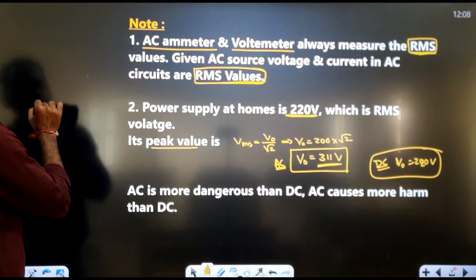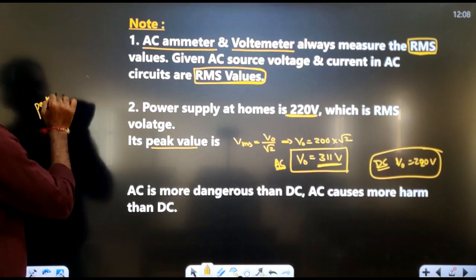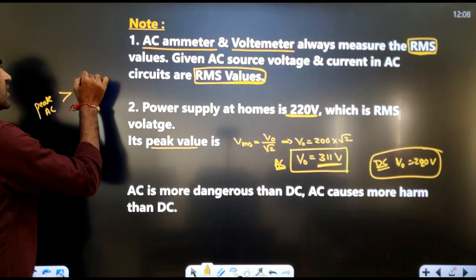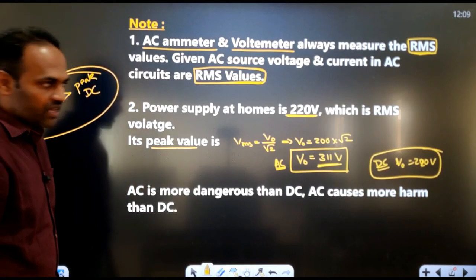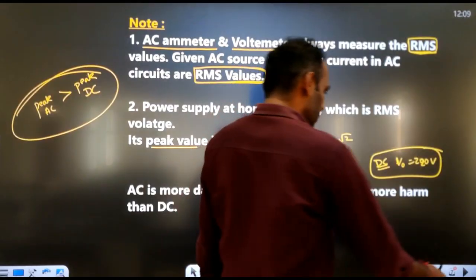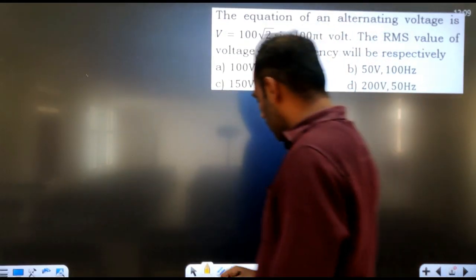Remember, peak value of AC is greater than peak value of DC. That's why AC is more dangerous than DC. Correct? So you have to remember these things. Okay, next we'll see some objectives on this.